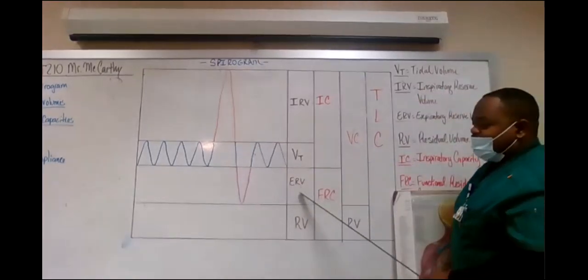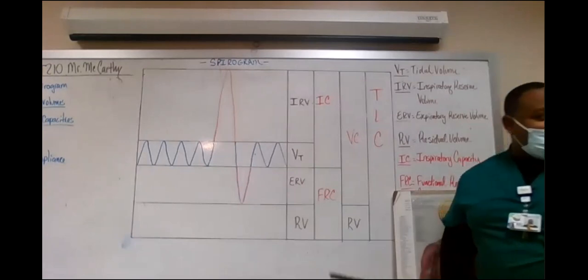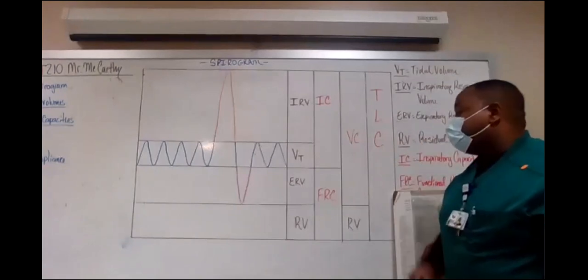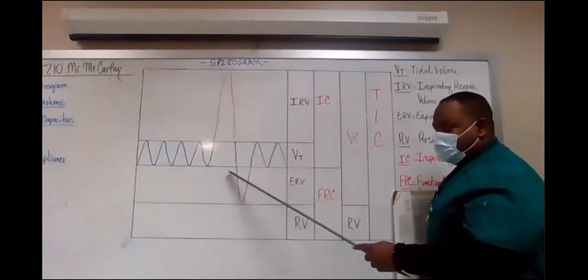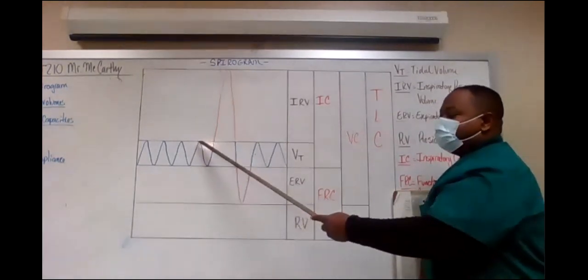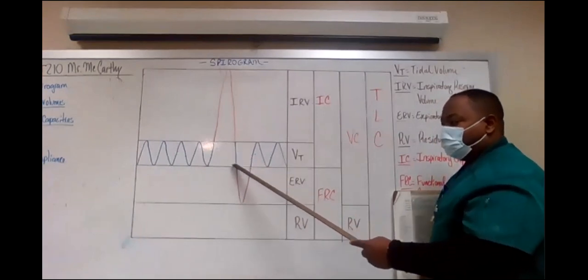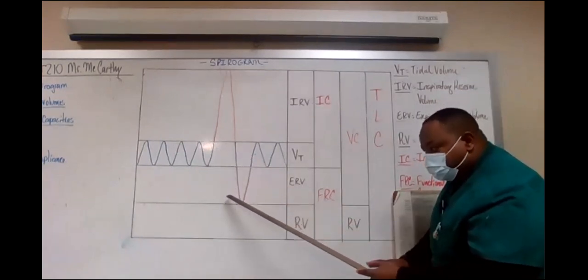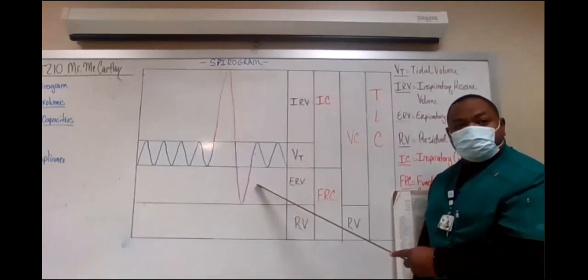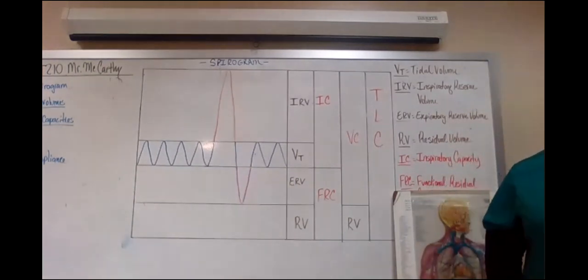The next volume is ERV, expiratory reserve volume. Expiratory reserve volume is simply the amount of gas that I can exhale after a quiet exhalation, okay? So normal in, normal out, normal in, normal out. Then after the normal out, I push everything I can push out. That volume there is my expiratory reserve volume. The amount of gas I can exhale after a quiet exhalation.